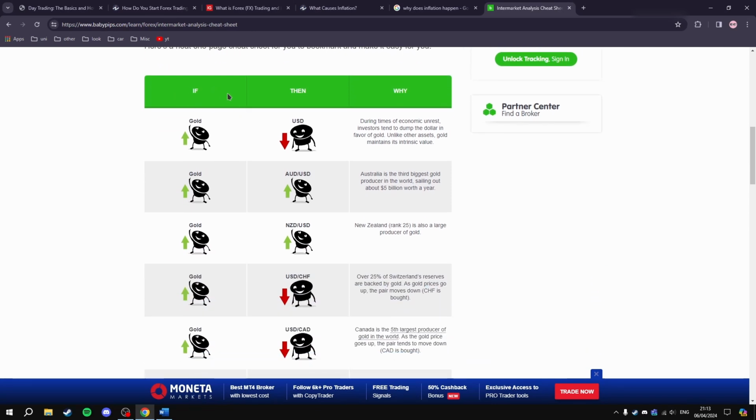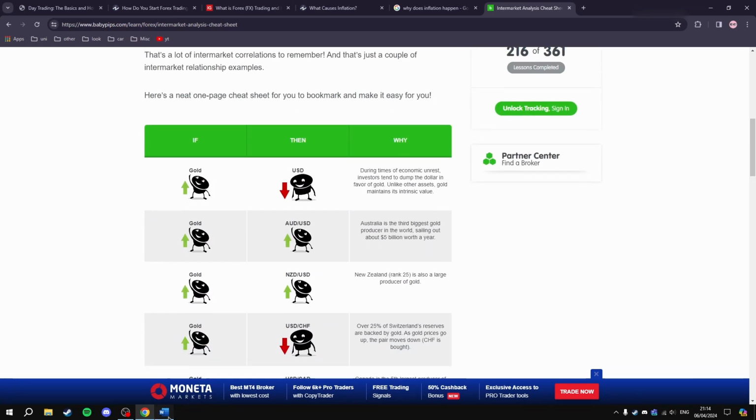Right, okay. If gold rises, then USD falls. Why? During times of economic unrest, investors tend to dump the dollar in favor of gold. Unlike other assets, gold maintains its intrinsic value. If gold rises, AUD/USD rises as well. Australia is the third biggest gold producer in the world, selling about 5 billion worth a year.